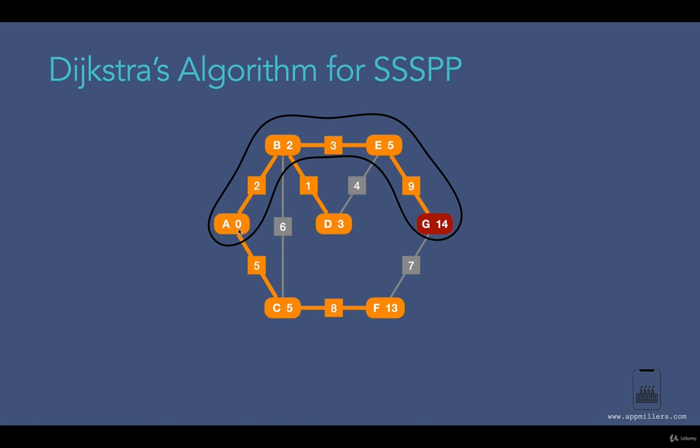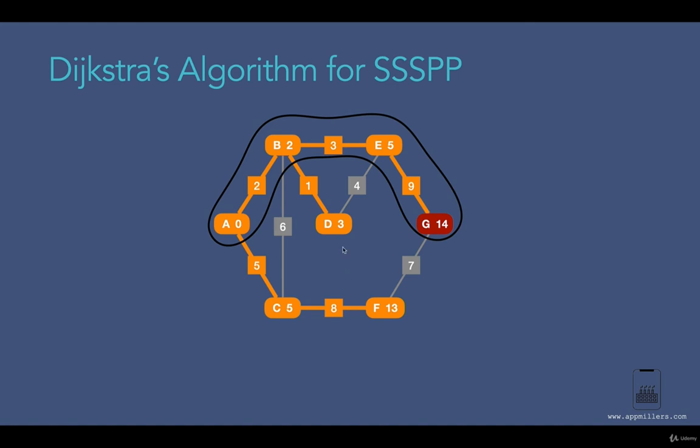So this means that to go from A to D we have to go A, B, D. To go from A to C we have to go directly to C because the cost is 5 over here. And to go, for example, from A to F we have to go A, C, F. So with this graph we have calculated the minimum cost from A to all other nodes in case of weighted graph. So with this we have come to the end of this lecture.